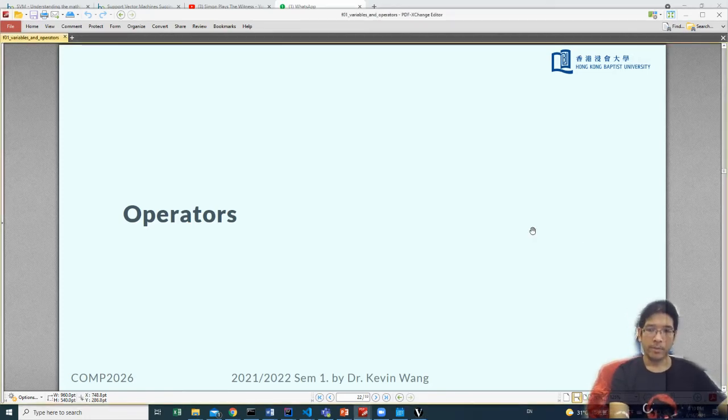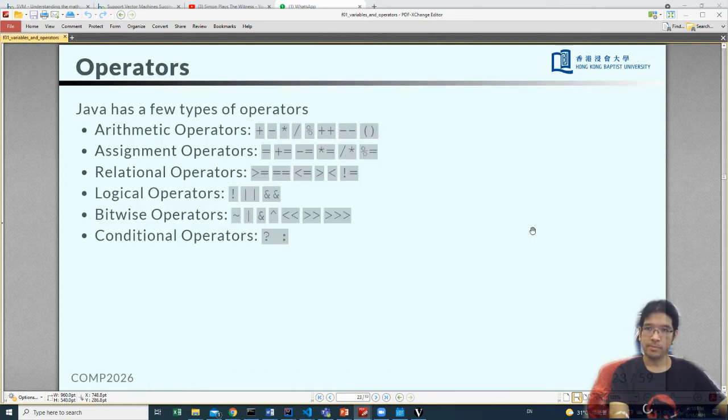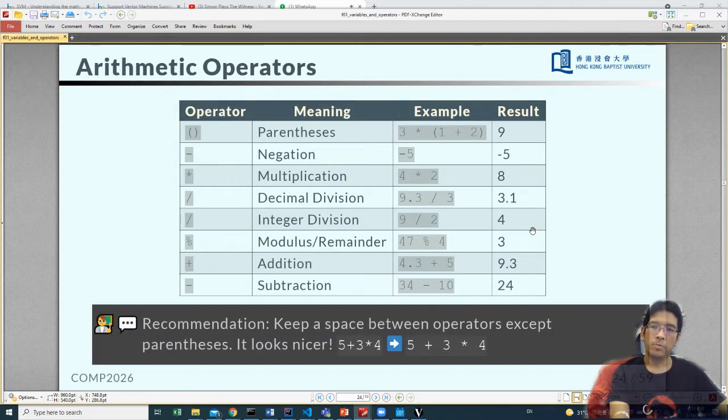Today we're going to talk about the Java operators. Java has a lot of operators. These operators help you to mix those variables, values, strings together and make it become more useful. We'll go through each of these operators one by one. The first one we want to go through is the arithmetic operators.